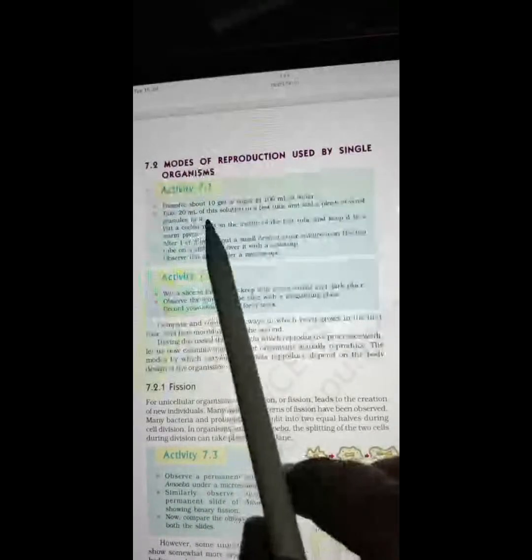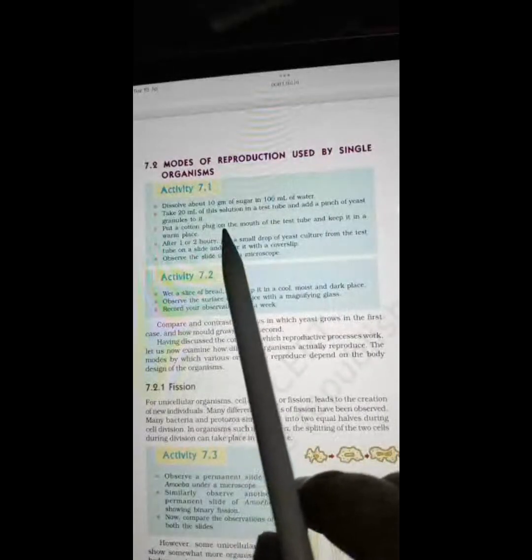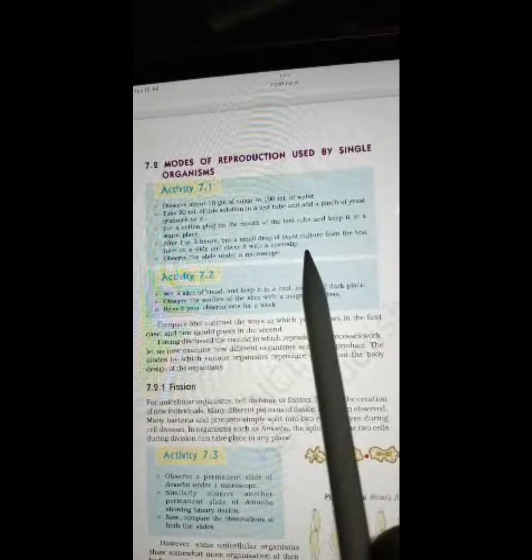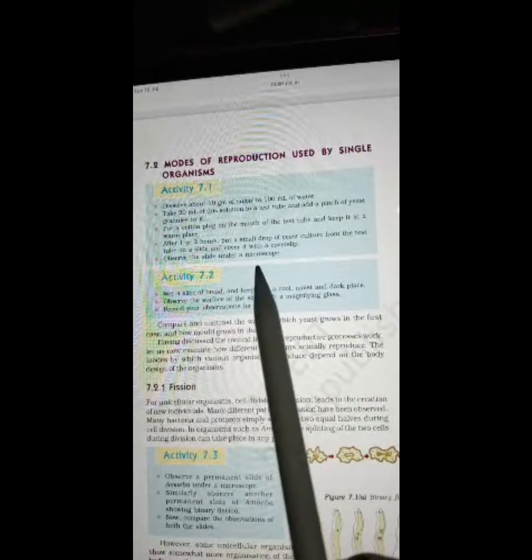7.2 Modes of reproduction using single organisms. Activity 7.1: Dissolve about 10 gram of sugar in 100 ml of water. Take 20 ml of this solution in a test tube and add a pinch of yeast granules to it. Put a cotton plug on the mouth of the test tube and keep it in a warm place. After 1 to 2 hours, put a small drop of yeast culture from the test tube on a slide and cover it with a cover slip. Observe the slide under a microscope.